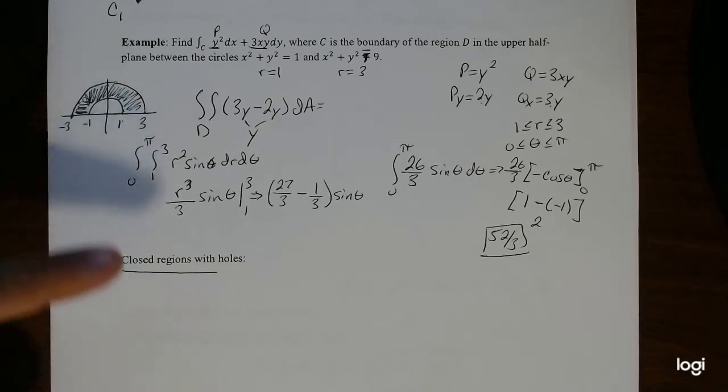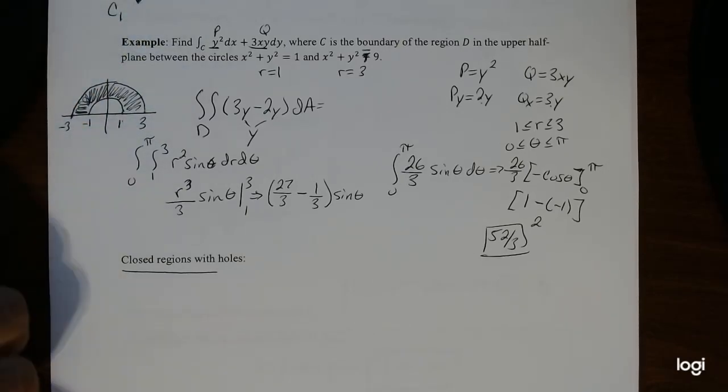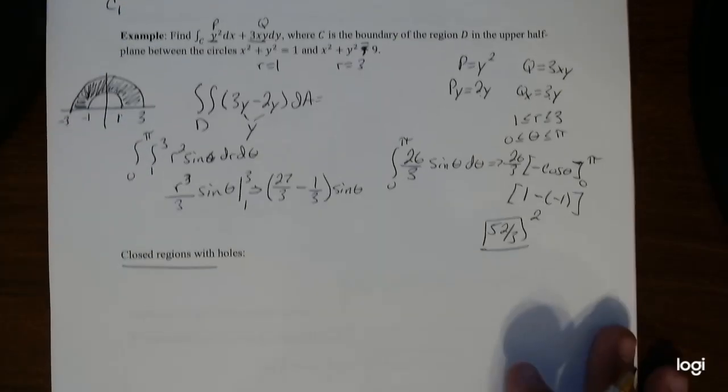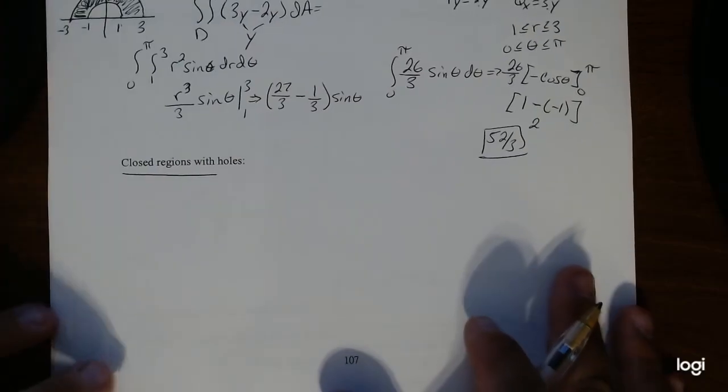So if we wanted the entire circle, we just double it, right? We just know we're going to get the lower half. Okay. But what Green's theorem actually tells us is exactly that.